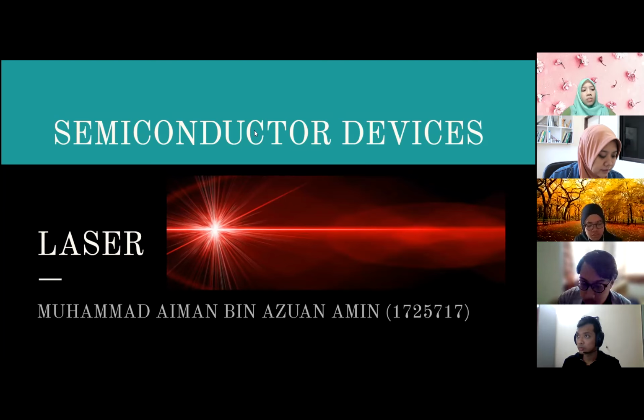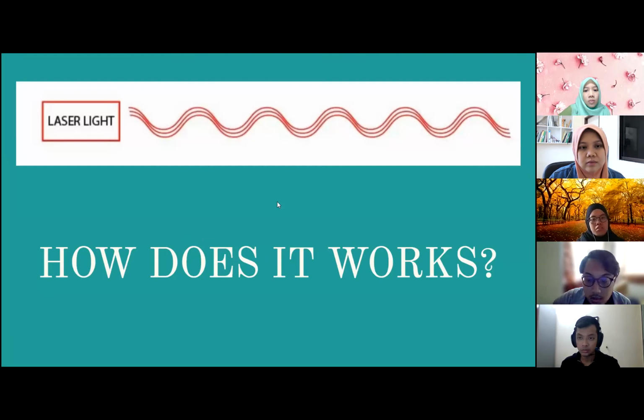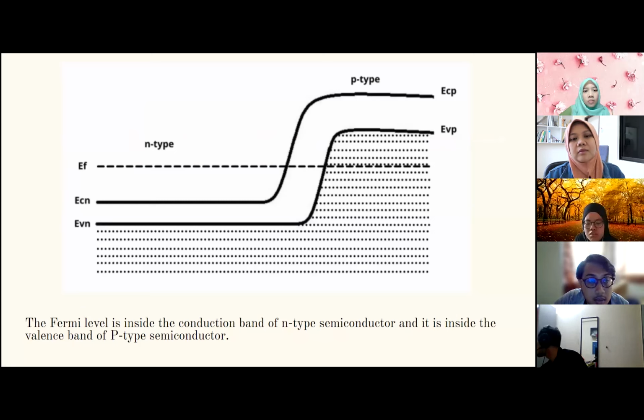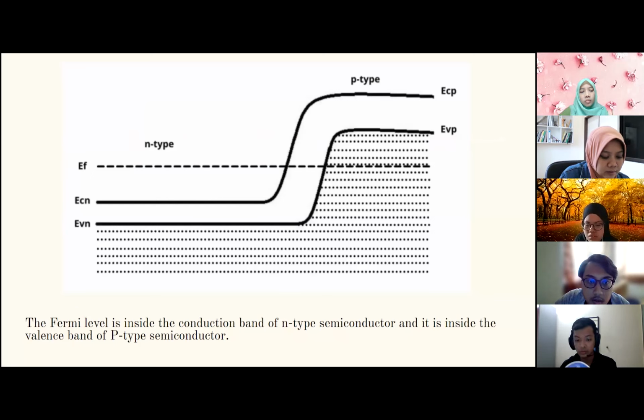Bismillahirrahmanirrahim. Today I will present about how a semiconductor laser works. First, we need to know three requirements in a semiconductor laser. First, the material for P-type and N-type must be direct band gap so that it can give out photon, not phonon. Second, the P-type and N-type material need to be heavily doped so that the concentration of carriers for both materials is high.